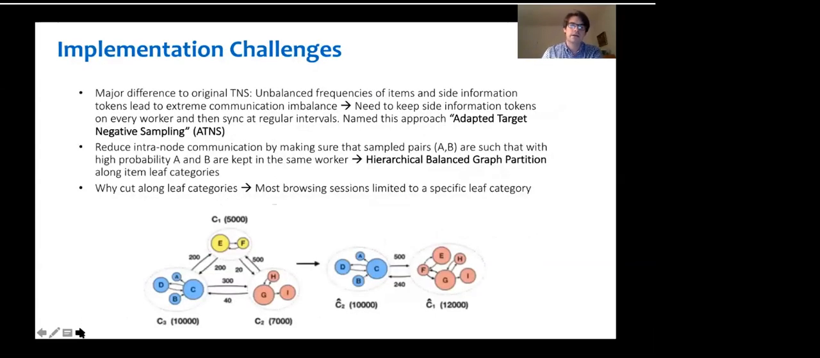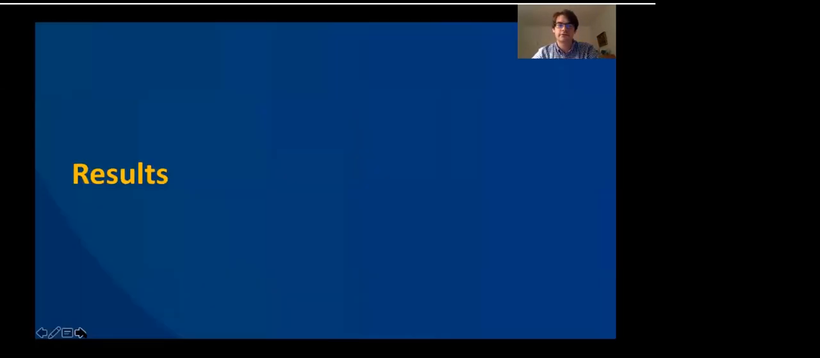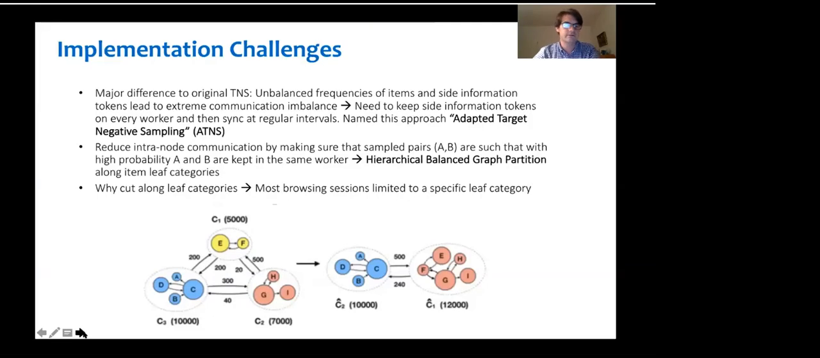Now, what actually becomes a big challenge once you apply this in our context is that we have very unbalanced frequencies of items and site information tokens. And this leads to an extreme communication imbalance. So we had to modify the original TNS approach to keep site information tokens on every worker and sync these at regular time intervals. That's why we named our modified approach Adapted Target Negative Sampling.